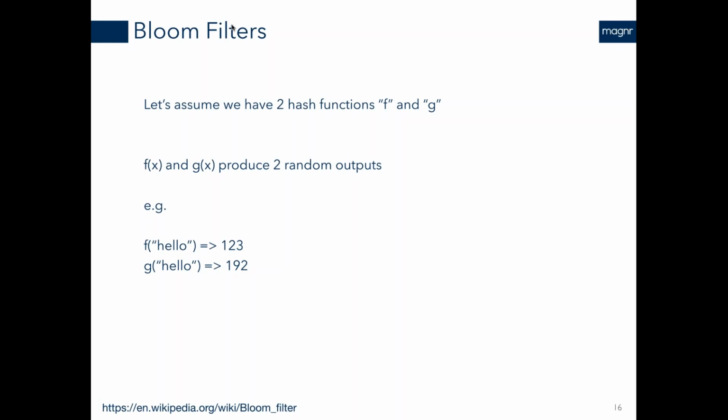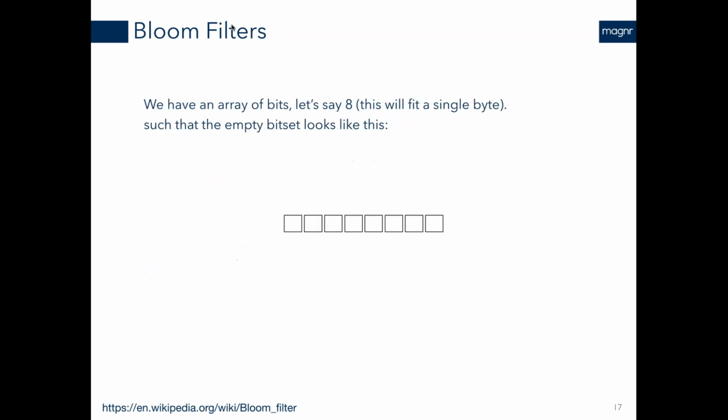Let's assume we've got 2 hashing functions. We've spoken about hashing functions already, and we'll call them f and g. And f and g, when given some input, will produce 2 random outputs, just like hashing functions do. In my simplified example here, for some trivial hashing functions, we could pass in the string or the phrase hello, and these hashing functions would give us integers. So if I do f of hello, I get 123, and if I do g of hello, I get 192.